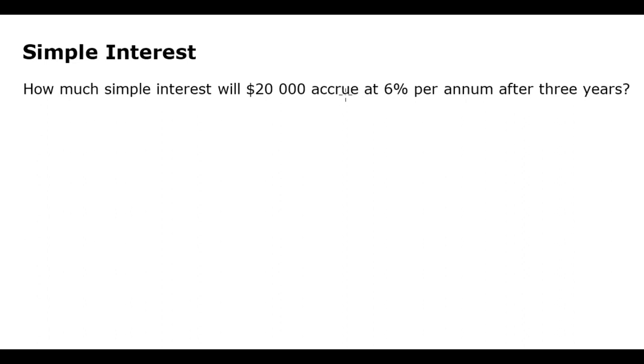So how much interest is this investment of $20,000 going to earn if we are going to earn 6% per annum? And of course, annum you might recognize, kind of sounds like annual. Yes, it just means per year. So what makes simple interest simple is there's no change in our investment until the very end of the term of the investment.